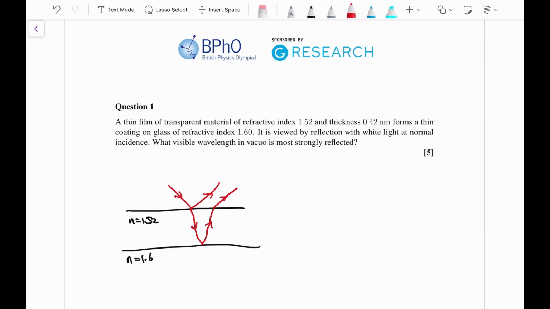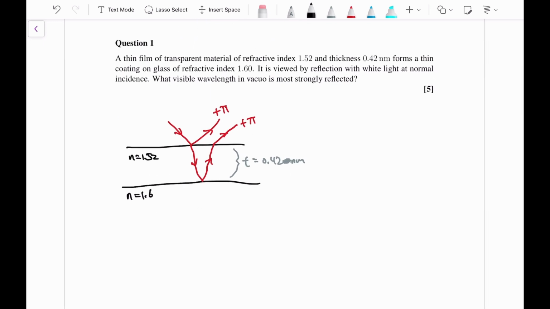And then because the next layer has a higher refractive index, for this light ray it will have a phase difference of pi radians, and for this light ray it will also have a phase difference of pi radians, and they essentially cancel out with each other. So in this case, we only have to consider this. Let's say this is the thickness, which is given in the question as 0.42 nanometers. Then twice the thickness, which is essentially the total path taken by the second light ray, is equal to the order of image times the wavelength of the wave, sorry.